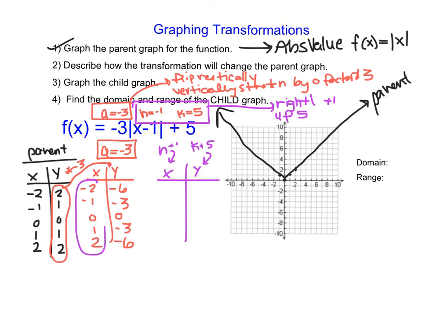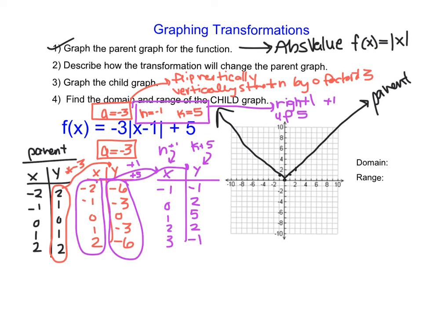So here for the x values, we want to move them all 1 to the right, so we're going to add 1 to each. So those become -1, 0, 1, 2, and 3. For the y values, we're going to take those and add 5 to each of them because we're going to move them all up along the y-axis 5 units. So -6 becomes -1, -3 becomes 2, 0 becomes 5, -3 becomes 2, and -6 becomes -1.